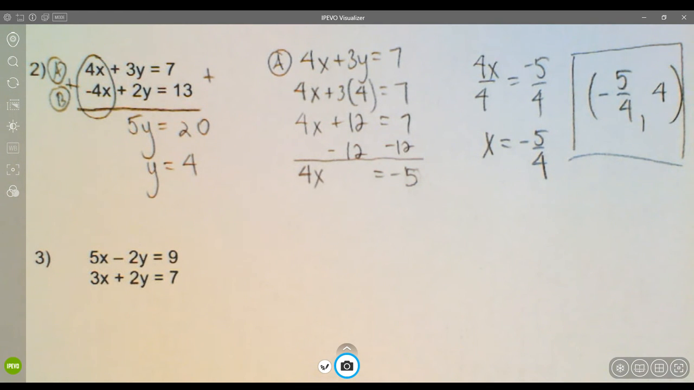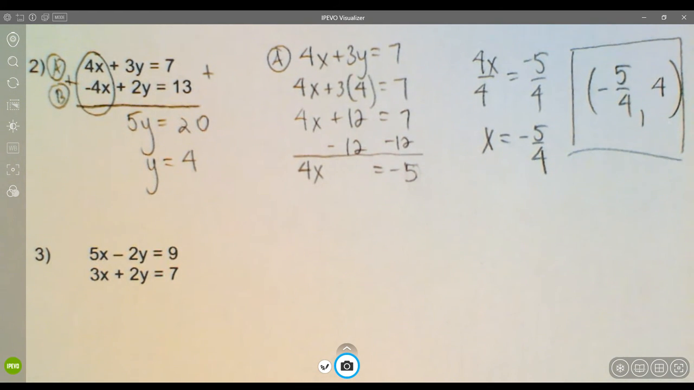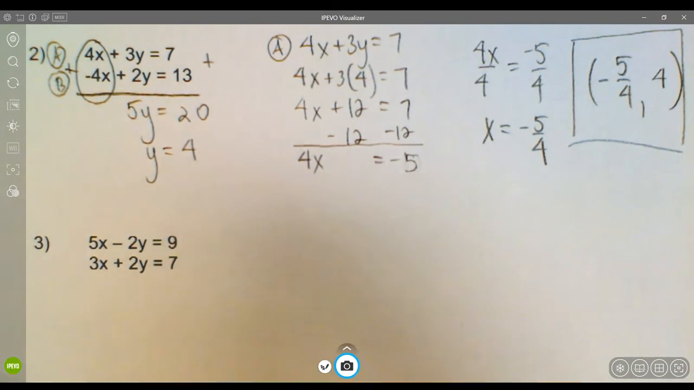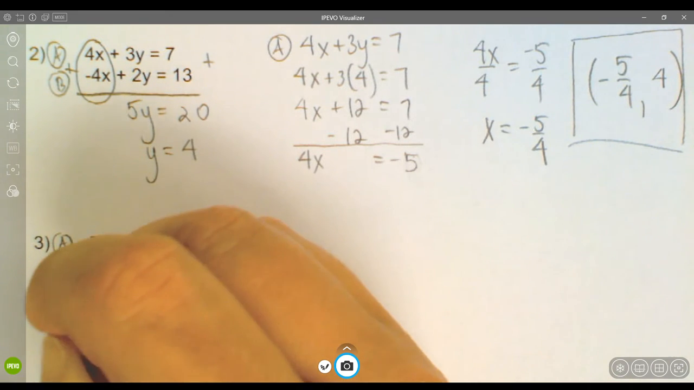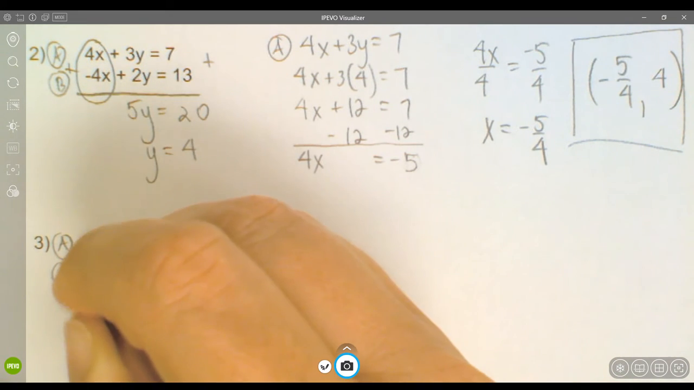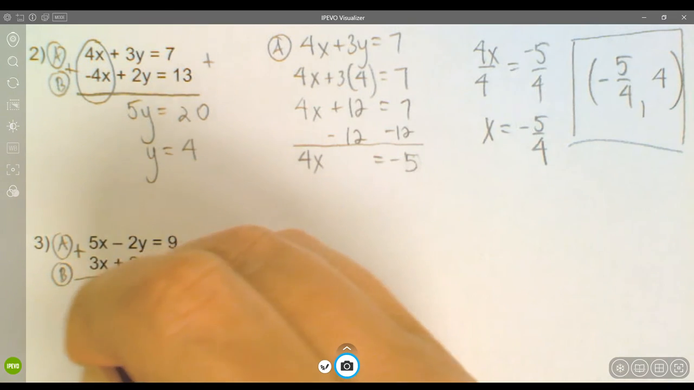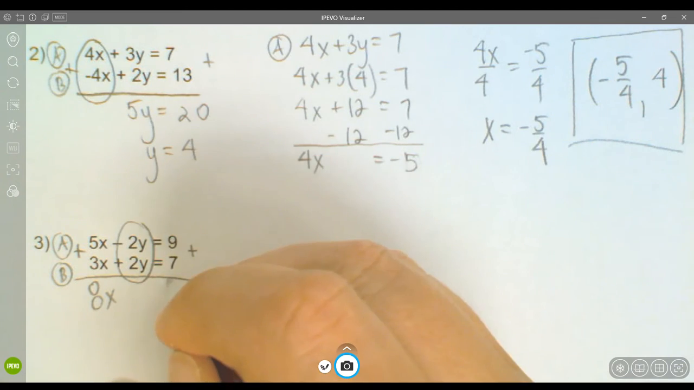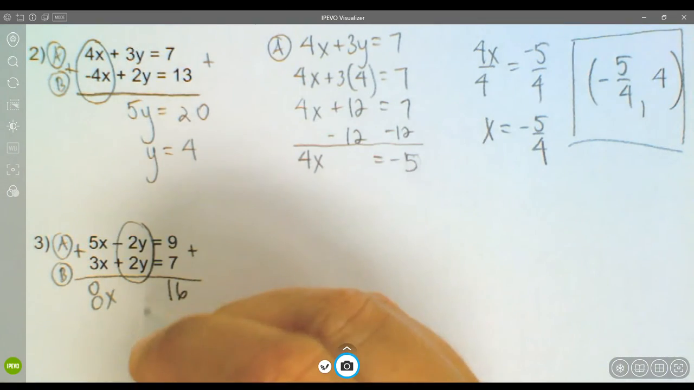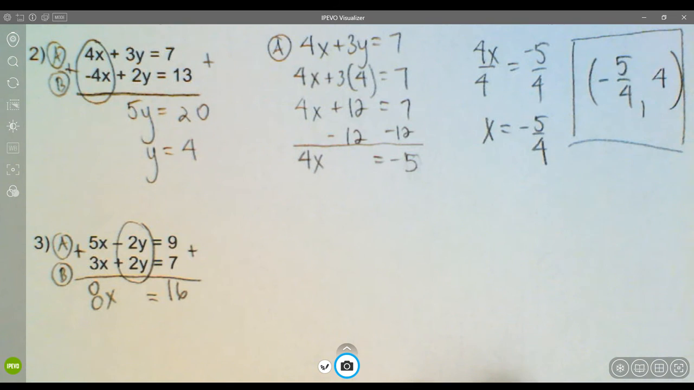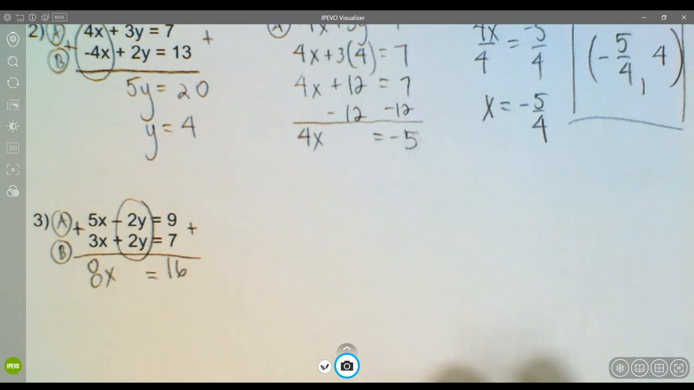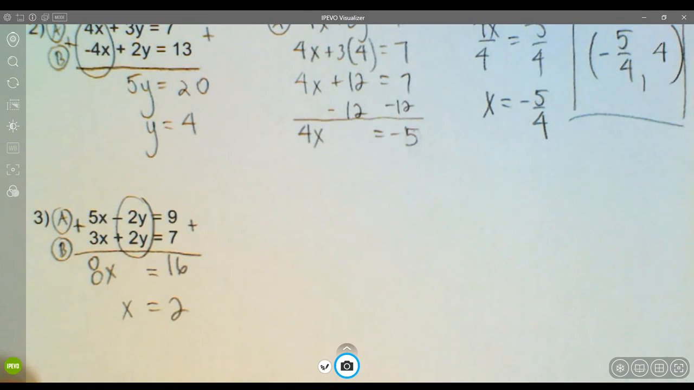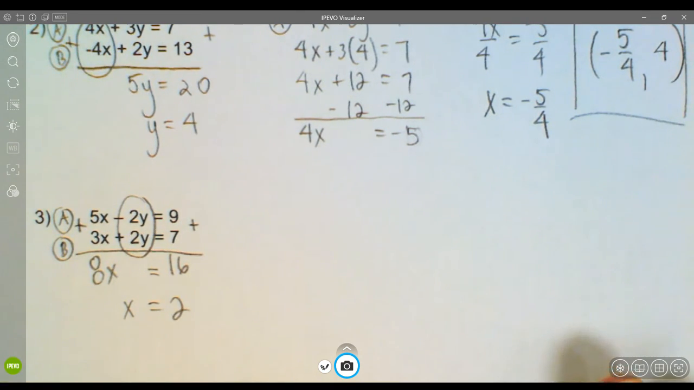And that leads me to number 3. When I look at problem number 3, I see that my Y terms are opposites. So this is equation A and this is equation B. I add the two equations. 5x plus 3x is 8x. Negative 2y plus 2y will zero out. 9 plus 7 is 16. And so we have the equation 8x equals 16. If 8x equals 16, then that means that x equals 2 because we divide both sides by 8.